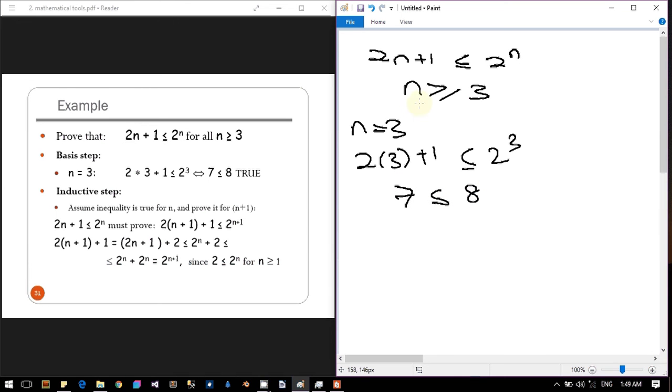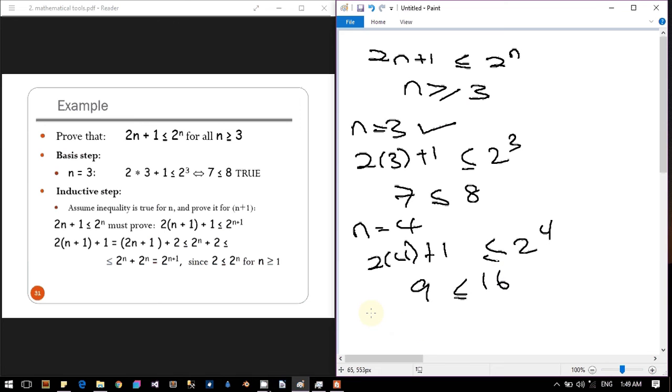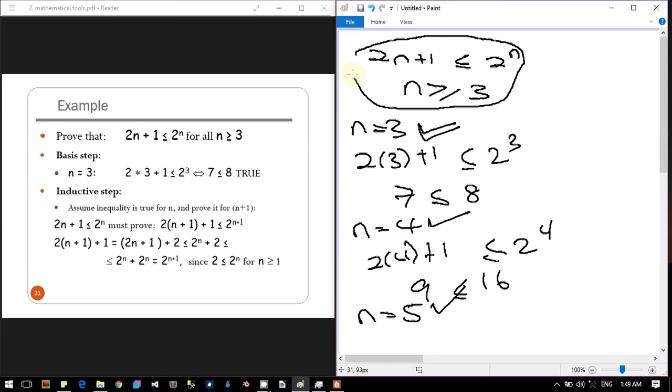But I can't just stop here. I have to check for subsequent values of n. So I'll check when it's 4. That will be 2 into 4 plus 1 less than 3 raised to the power 4. This is 9 is less than 81. It's true. If you like, you can go to the third iteration and you still find out it's the same thing. So if it holds for the base case, and if it holds for subsequent values of n, that means this statement is true.